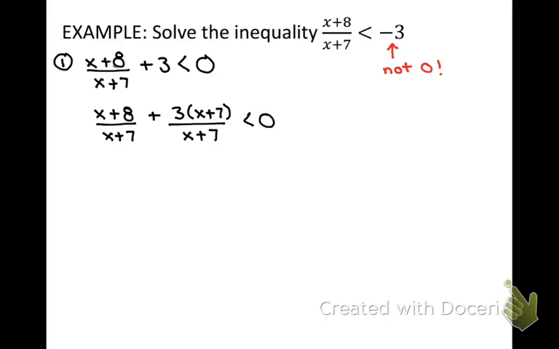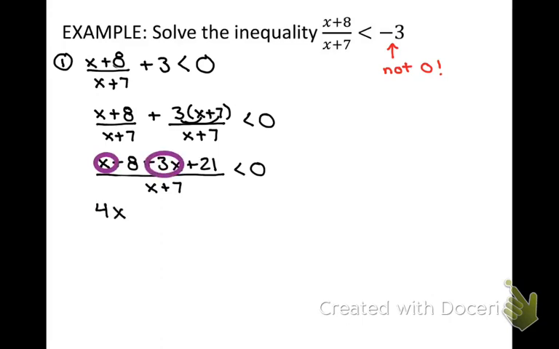We're going to clean this up a little bit. We can distribute that 3, and we're going to have x + 8 + 3x + 21 all over x + 7, that common denominator. We got a couple like terms we can combine. So x + 3x is going to give me a 4x, and 8 + 21 is going to give me a 29. So we get (4x + 29)/(x + 7) is less than 0.